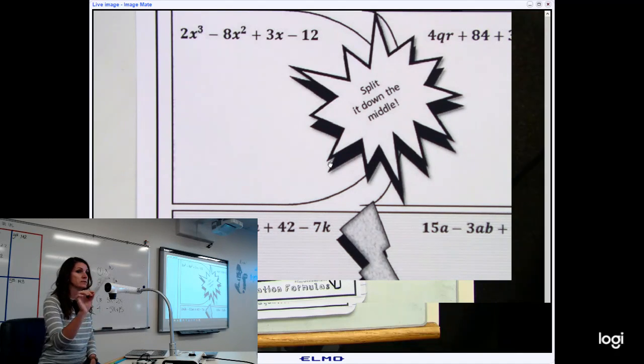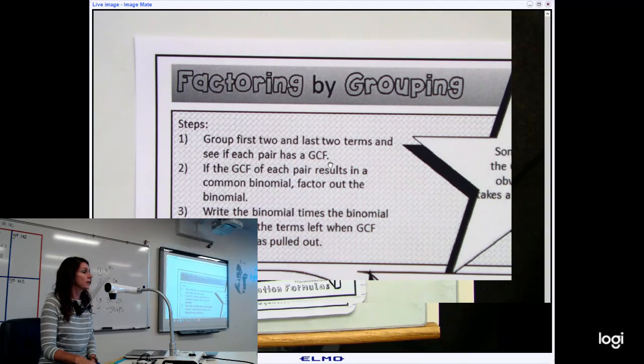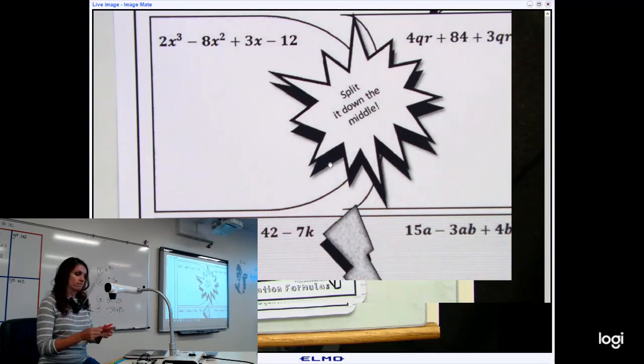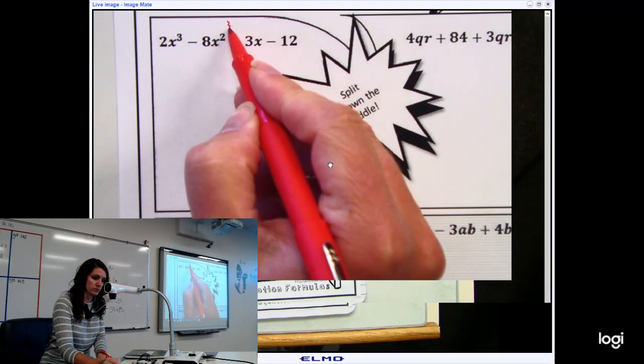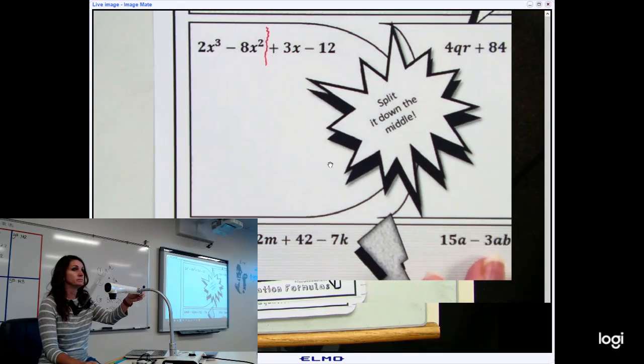Unless, you guys see the title of that page, factoring by grouping. Okay? And that's what we're going to do. And it's going to take some practice, and that's okay. What I want you to do is split that problem right down the middle.